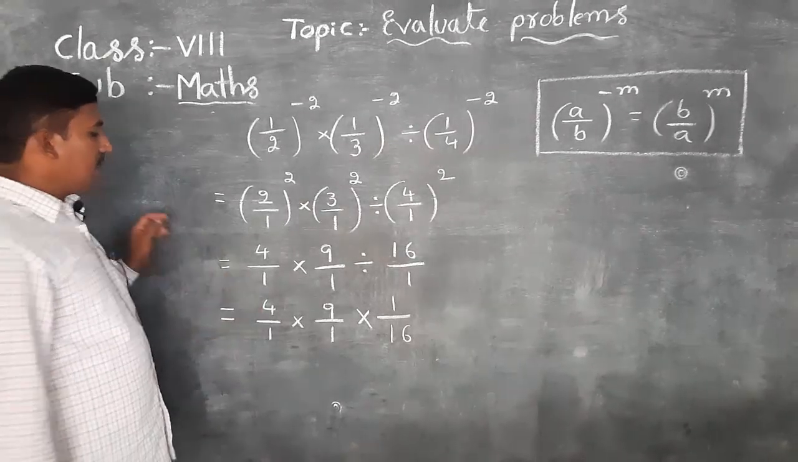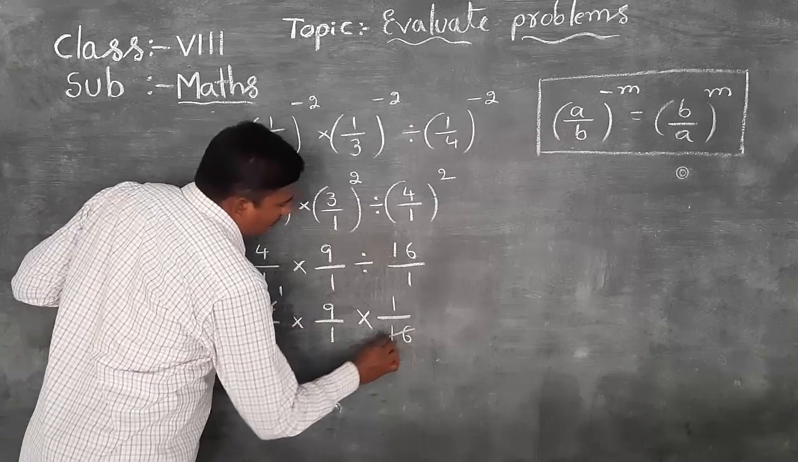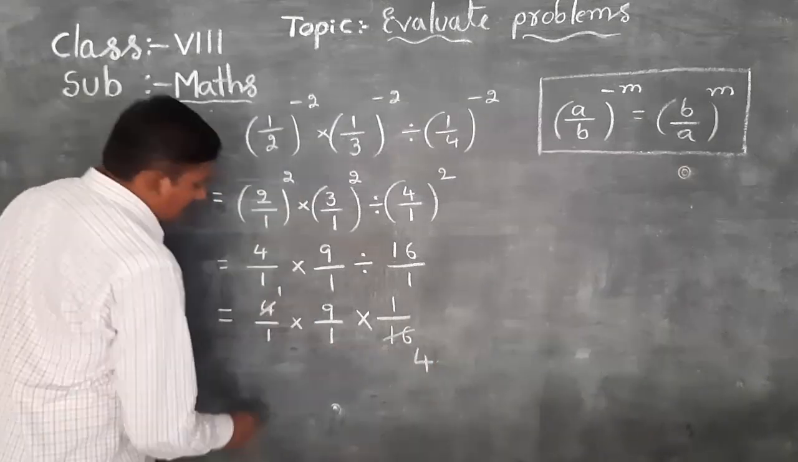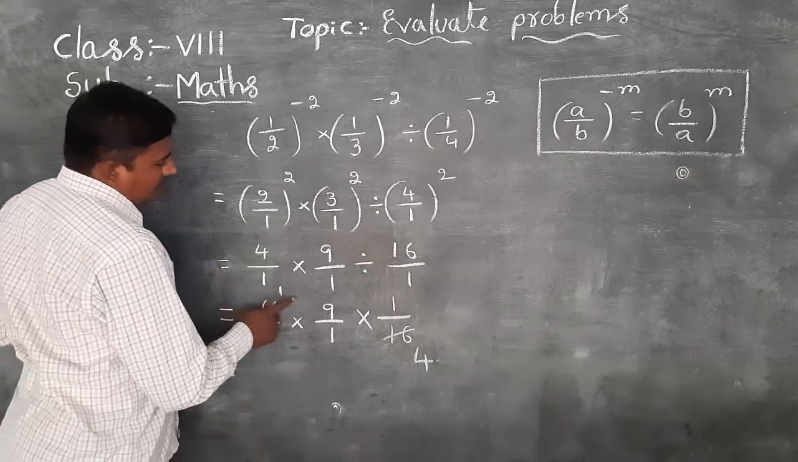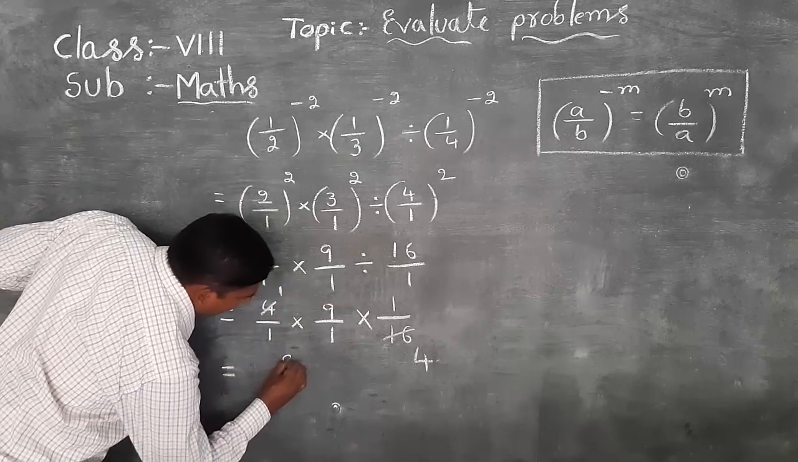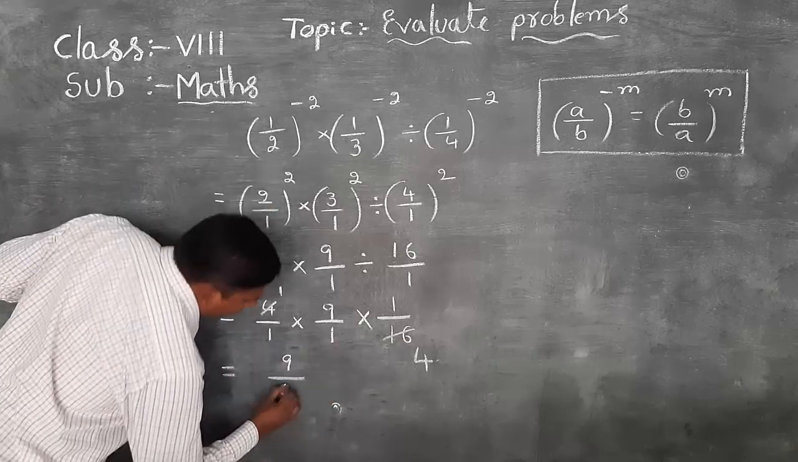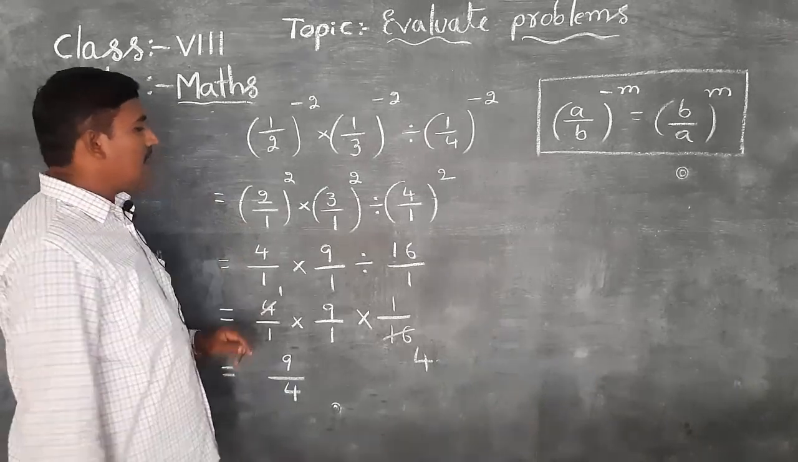Now possible cancellation should be done. 4 1 jar 4 4 jar, 4 1 jar 4 4 jar is equal, see, 1 9 jar 9 9, 1 jar 9 9 by 1 1 jar 1 1, 4 jar 4 9 by 4 is the answer. 9 by 4 is the answer.